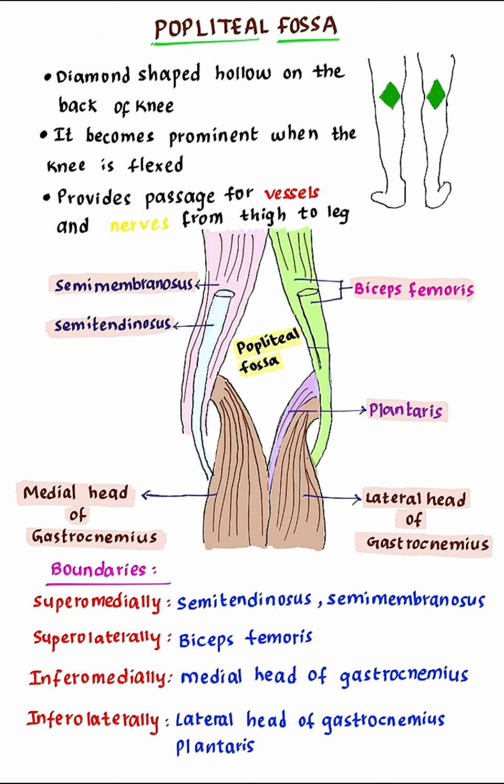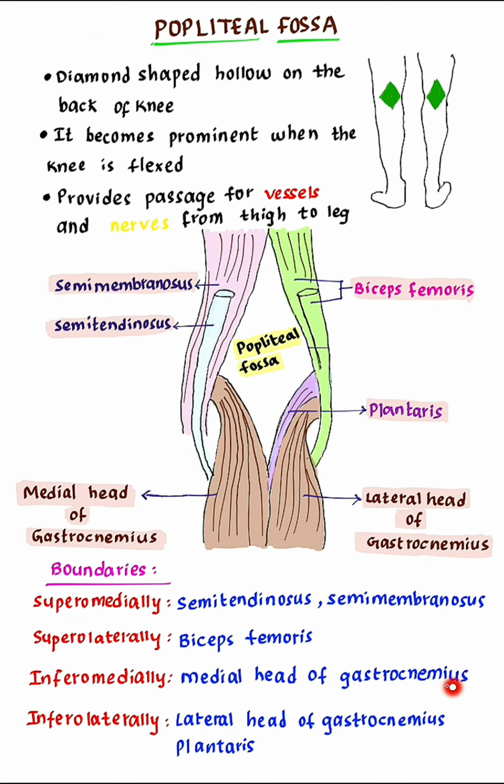Now let's see the boundaries of popliteal fossa. Superomedially, this is the medial side, this is the lateral side. Superomedially we have semitendinosus and semimembranosus. Superolaterally, biceps femoris.